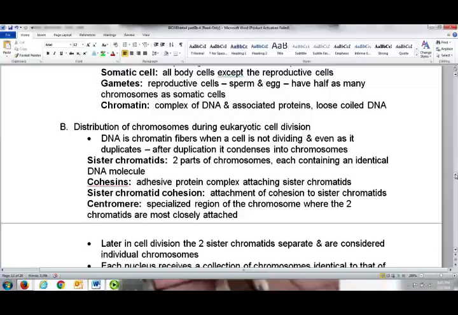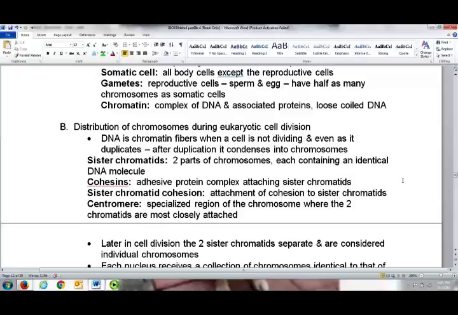Your sister chromatids are the two parts of the chromosomes. Each of them will contain an identical DNA molecule. The cohesins are an adhesive protein complex that's going to attach the two sister chromatids together. So sister chromatid cohesion refers to the attachment of the cohesin to the sister chromatids. The centromere is the specialized region of the chromosome where the two chromatids are most closely attached.